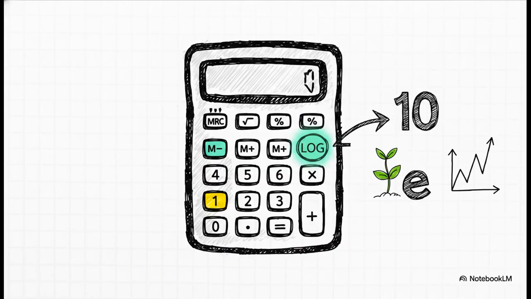So your calculator basically has two main secret weapons for logs. There's the log button, which we just figured out is always base 10. And then there's the ln button. That stands for natural log, and it uses a really special base called e, which is about 2.718. And trust me, you'll see this ln button pop up everywhere in science and finance. It's crucial for things like calculating population growth or even radioactive decay.